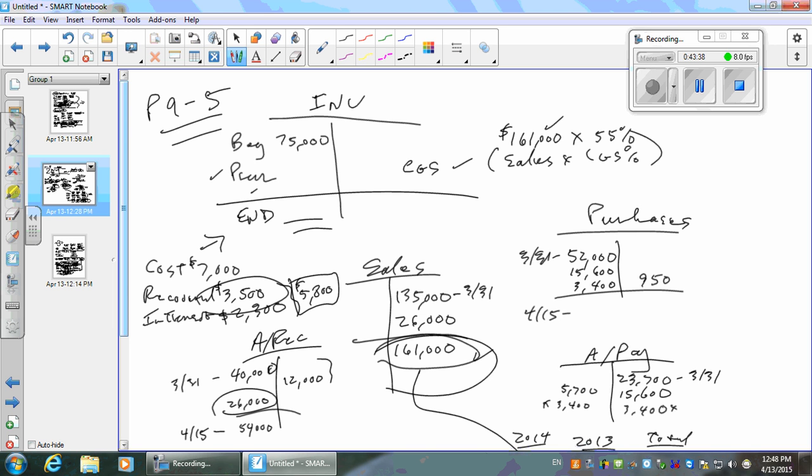161 is what we thought the sales were. Times 55%. 88.5. 550. Okay, good. And then what's our purchases? 52,000 plus 15,600 plus 3,400 less 950. Did we pick up all the pieces? Anything we left out?